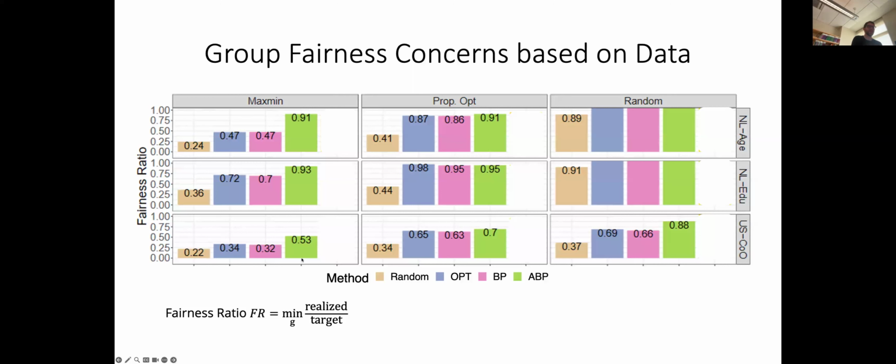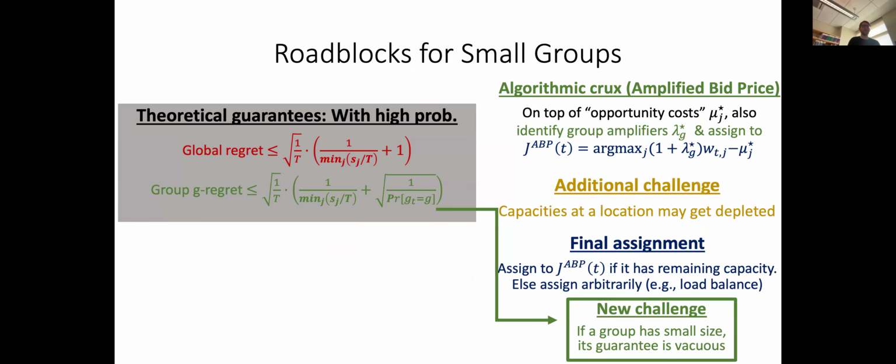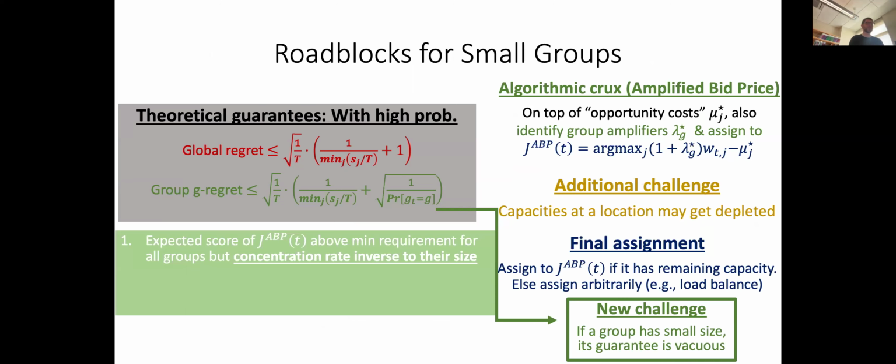So, for example, in the bottom left, we're still, for some group, almost a factor 2 away from where the group should be. Or in this column here, we're still almost a factor 4/3 away from where the group should be. Now, what is the roadblock? What is causing this? There are really 2 issues.